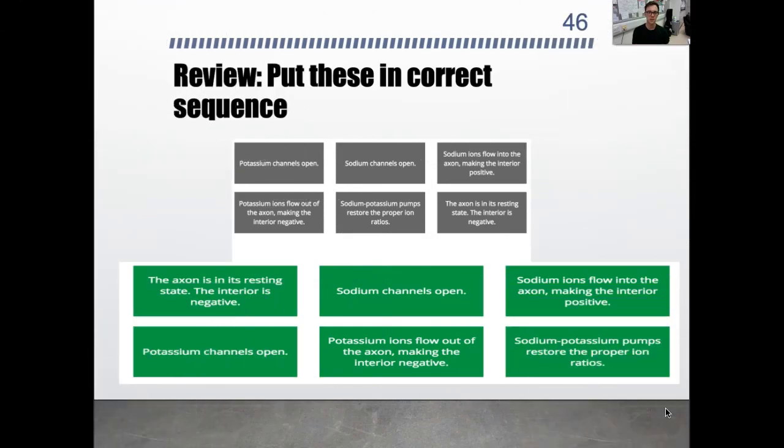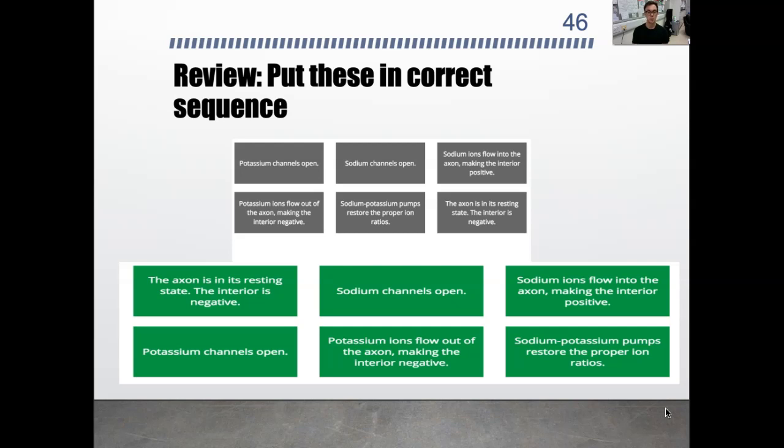So the axon is in its resting state. The interior is negative. Goes to sodium channels opening up, and then those sodium ions flow into the axon, making the interior positive. Next, you have potassium channels opening. Potassium ions flow out of the axon, making the interior negative. Sodium potassium pumps then restore the proper ion ratios back to normal. You go back to your resting state. This is the sequence of the neural transmission.